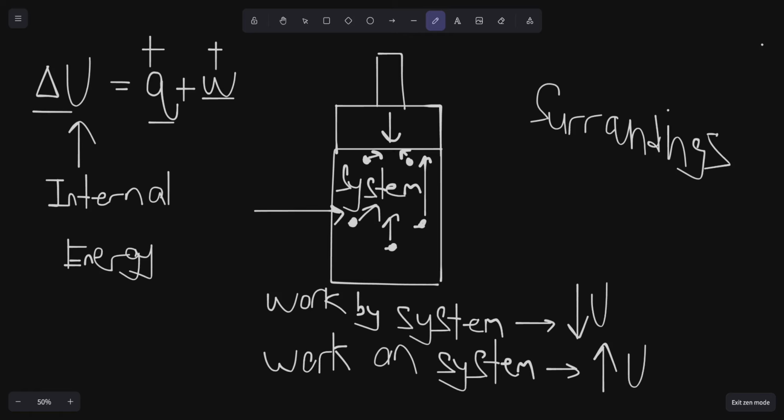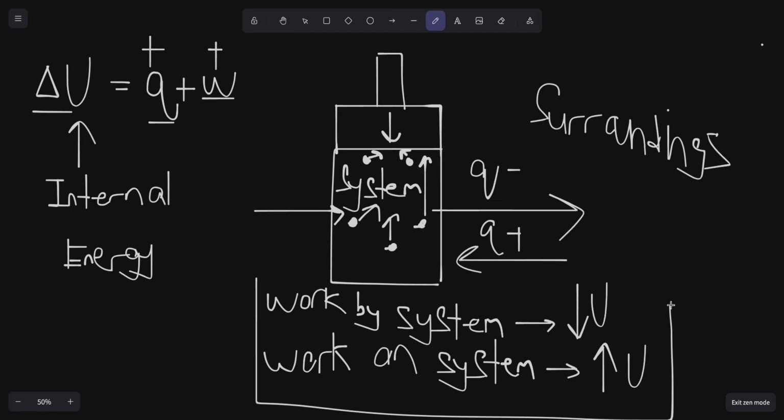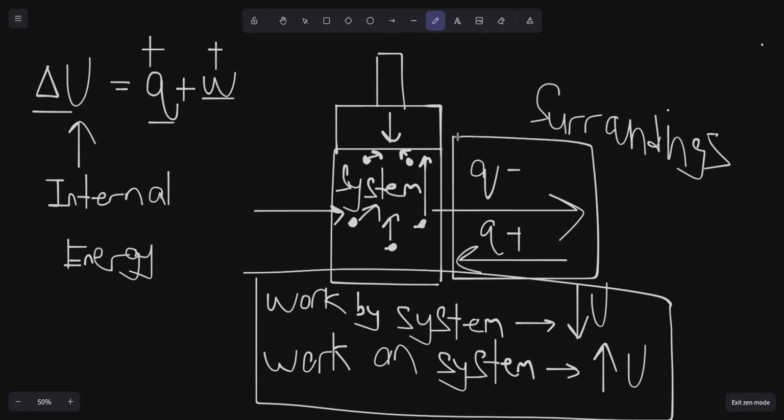So that's kind of how it goes. But the most important idea to get here is the sign convention. So when heat is flowing out of the system, Q is going to be negative. When heat is flowing into the system, Q is going to be positive, and then you have these two scenarios for work. So that is the main takeaway from this lesson.